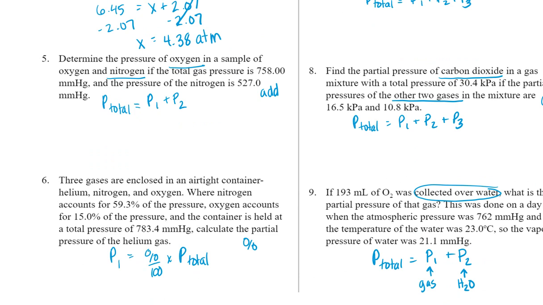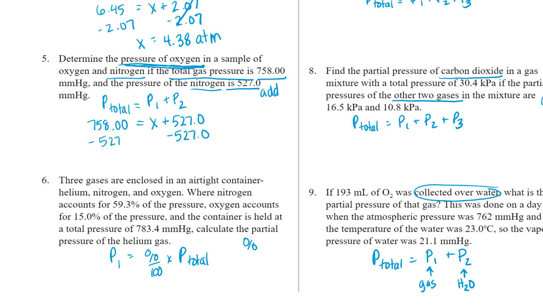The next question, it says I need to determine the pressure of the oxygen. So that's again one of my partial pressures, so X will go there. It tells me the total pressure is 758.00, and the other partial pressure, the nitrogen, is 527.0. We'll just solve using algebra.